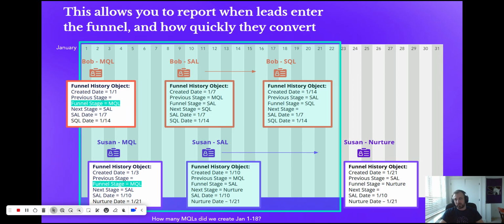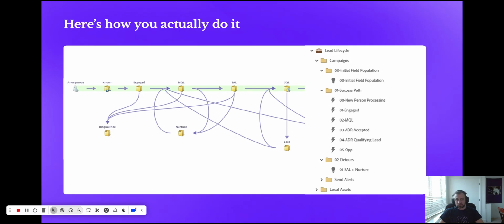And then this allows you to report on when they enter the funnel and how quickly they convert. If I'm looking for how many MQLs we created in this time period, I'm just looking for how many custom object records there are where the funnel stage is MQL and created date is in that time period. If I want to see how many of those then became SQLs, I'm applying an additional filter where the SQL date is not blank. So you can start to see why this is beneficial.